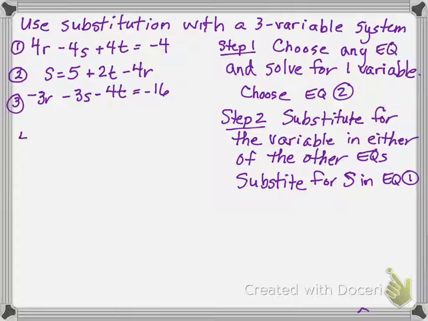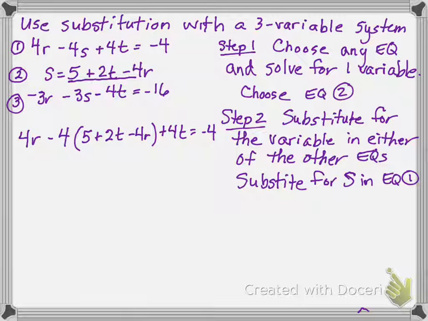So my equation is 4R minus 4, and in place of the S, I'm going to put all of this right here, because S is equal to all of that, right? So 5 plus 2t minus 4R. So I substituted what S was equal to into equation 1, and I've written it out here.